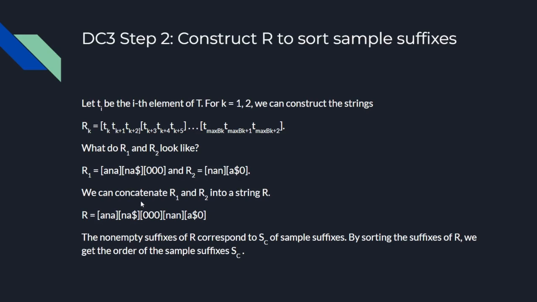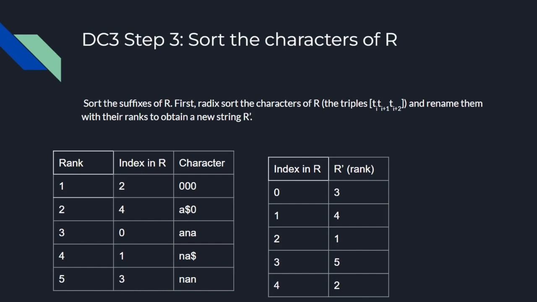And we can concatenate these two strings into a string called R, and then the non-empty suffixes of R correspond to S of C, the sample suffixes. By sorting the suffixes of R, we get the order of the sample suffixes S of C. So the next step, of course, is to sort the characters of R. We can sort these using radix sort on the triples, and then rename them with their ranks to obtain a new string R prime. As you see, we order them lexicographically.